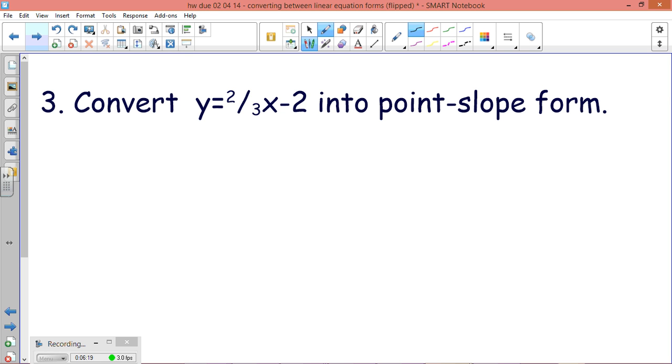Number 3, convert y equals 2/3 x minus 2 into point slope form. First thing I'm going to do is write what I want it to look like. Y minus y1 equals m times x minus x1.